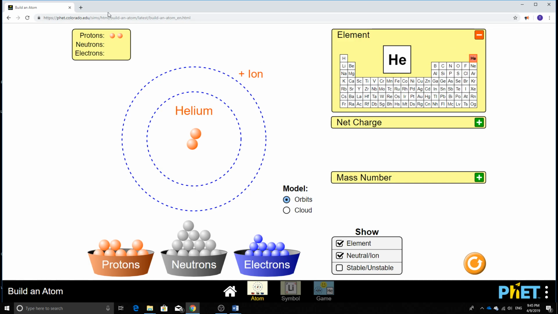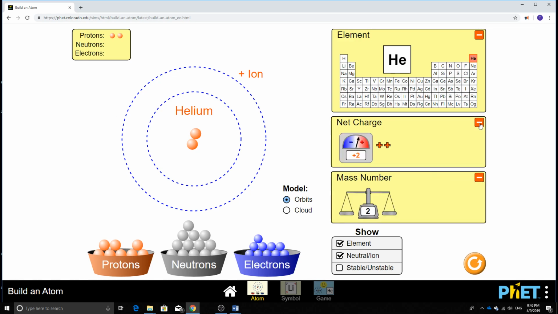Another thing I want to point out before we go on is here, we've got the protons. And I've got neutrons and electrons listed here, but there are no pictures yet, because I haven't placed any of the neutrons and electrons in my Bohr model. This is going to keep track of the number of protons, neutrons, and electrons that I place in this Bohr model. Now, I'm going to also open up these. This tells me the net charge, and this tells me the mass number. Remember, the mass number is made up of what? The number of protons and neutrons.